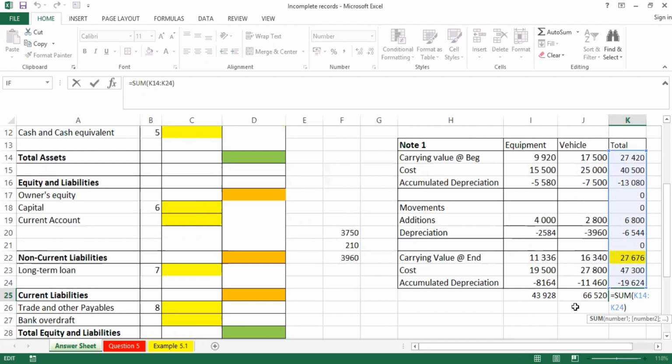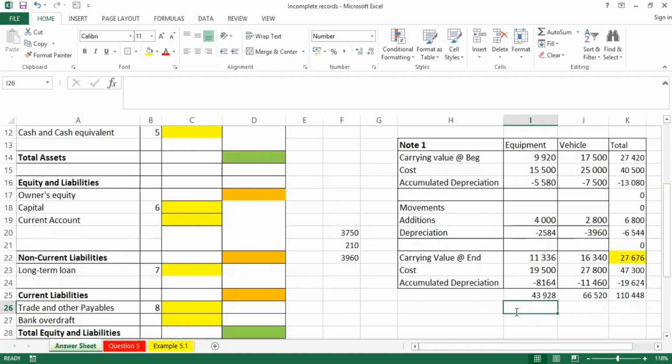So the only thing left to check is if when you say this plus this, it gives us this answer. So how do you check that? We just equal to sum, equals to this, plus this, and then equals to 110,448. So that's how you know that your note number 1 is correct. So everything should balance at the end.